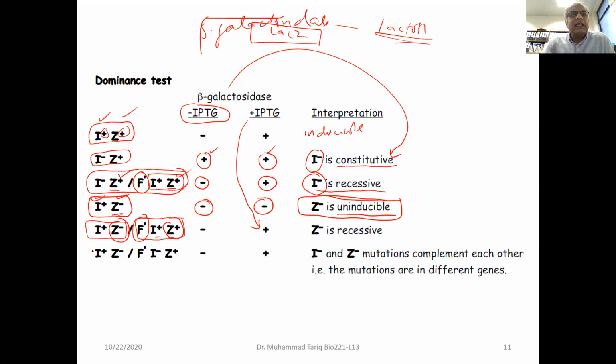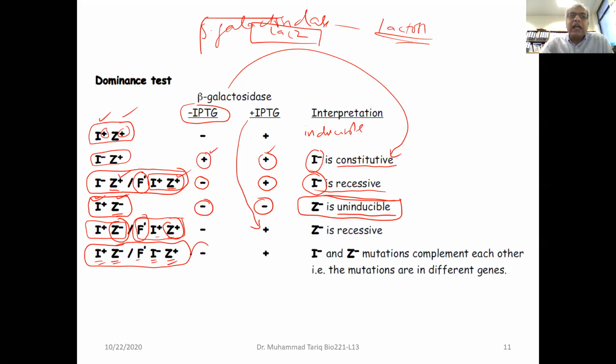Now they said, okay, let's find whether they complement each other or not. In the mutant, they have the lac Z mutation, wild type, but on the F prime plasmid, they have I minus and Z plus.